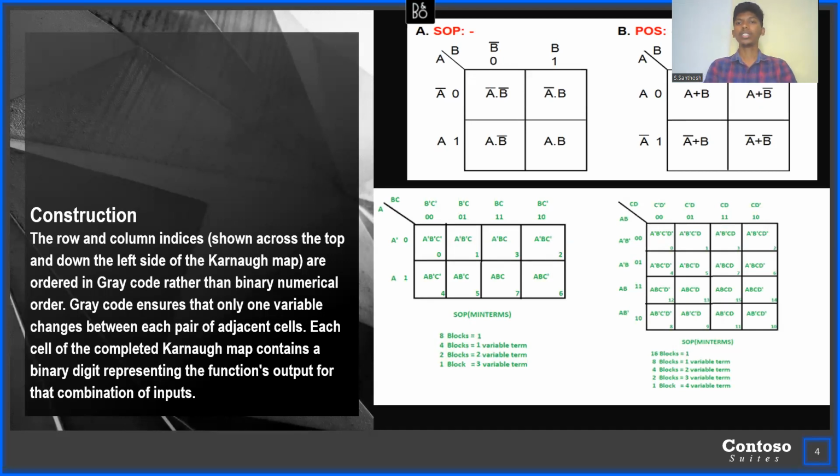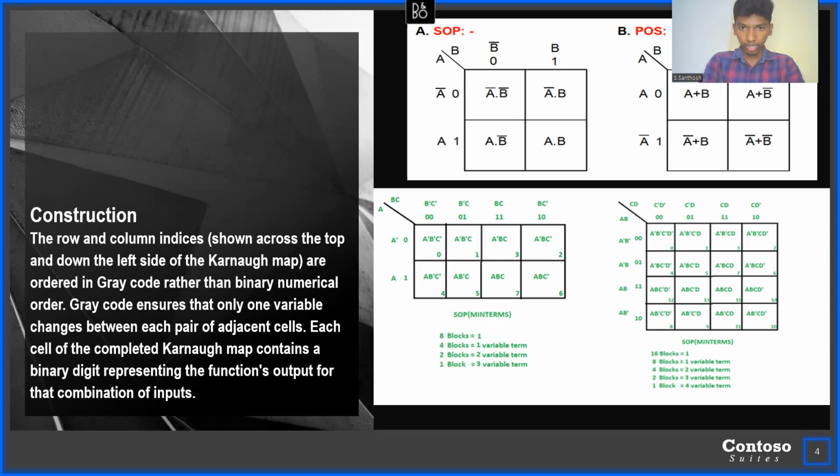So the K-map is constructed in the form of rows and columns. For a 4-cell K-map, it will be 2 rows and 2 columns. For an 8-cell K-map, it will be 2 rows and 4 columns. For 16-cell, it will be 4 rows and 4 columns. The row and column indices are in the order of gray code rather than the binary numerical order.